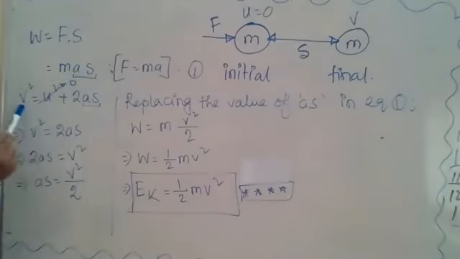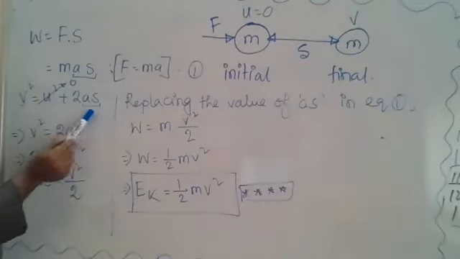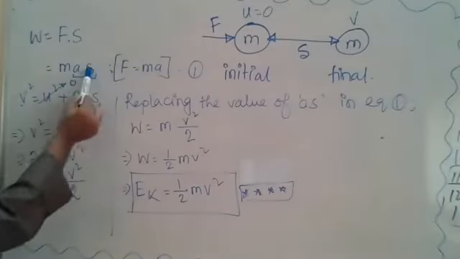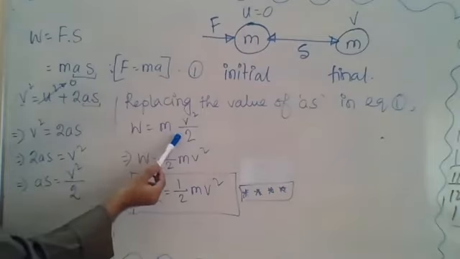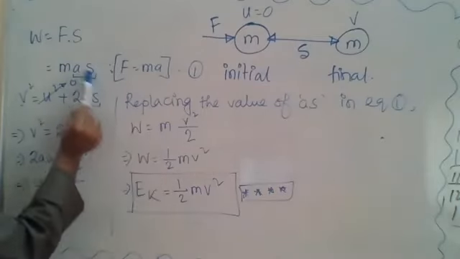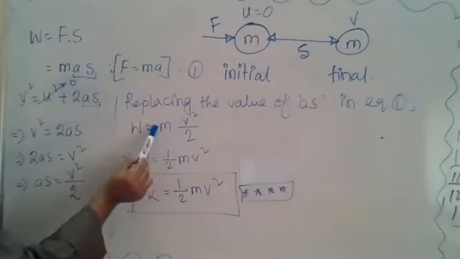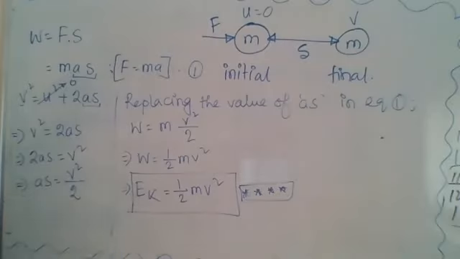We will use this equation, V square equal to U square plus 2AS. From here, I am finding out the value of AS as V square by 2. I will replace this value in equation 1. So if I replace the value, it will become M, and AS will be replaced by V square by 2. So it will be half, it will come forward, and M into V square will be there. And I already said that the work is equal to energy. And now in this case, the energy is kinetic energy, right? Because the body is moving. So this kinetic energy will be equal to half mv square.